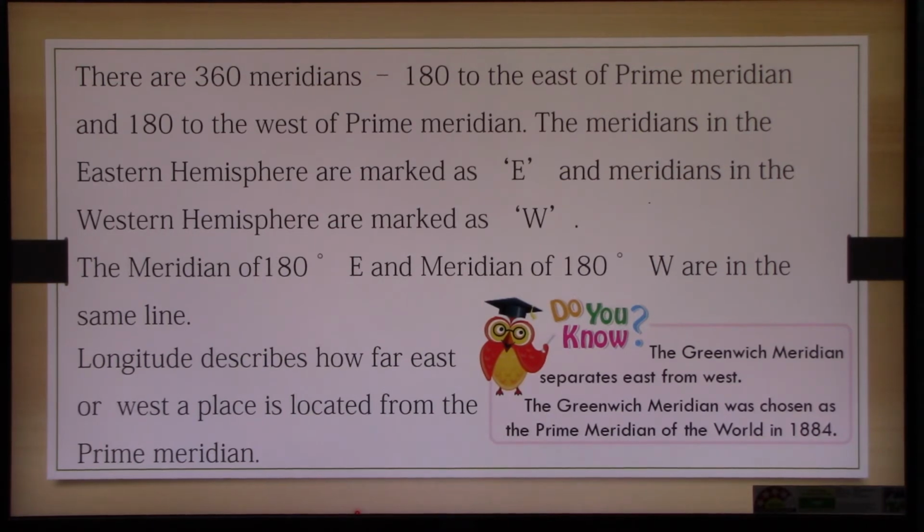One general knowledge for you. See this? The Greenwich meridian separates east from west. The Greenwich meridian was chosen as the prime meridian of the world in 1884. So prior to that we used to call it what? Greenwich meridian, but in the year 1884 it was chosen to be called as what? Prime meridian.